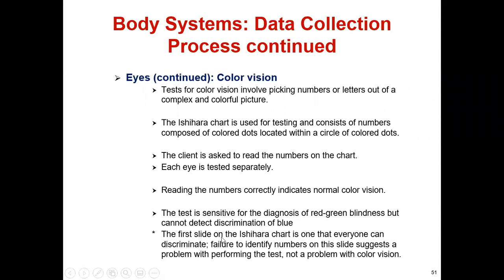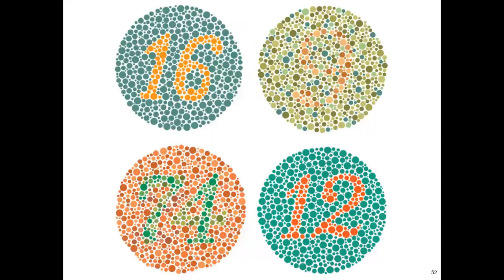The first slide on the Ishihara chart is one that everyone can discriminate. Failure to identify the number on this slide suggests a problem with performing the test, but not a problem with color vision. So this is the Ishihara chart. There are so many dotted numbers, so we can read them. Like the first one is 16, second one is 9, third one is 74, and last one is 12, right? We ask the patient to read it.